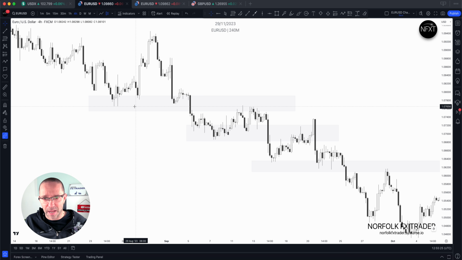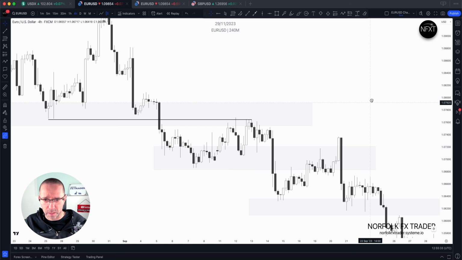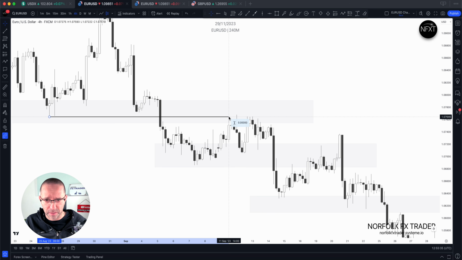Yeah, we can see an actual level here as well, which does work. So you could use a level if you wish. But you see the zone works well as well. But a level will work as well. You can use levels. In fact, levels is something I used to use all the time.